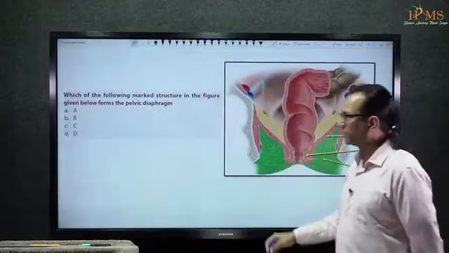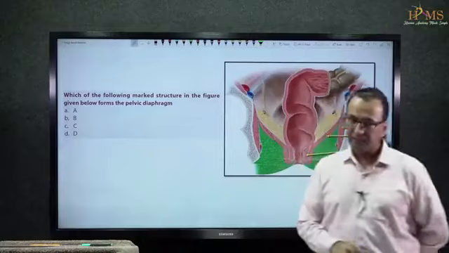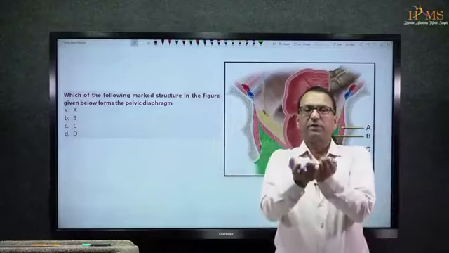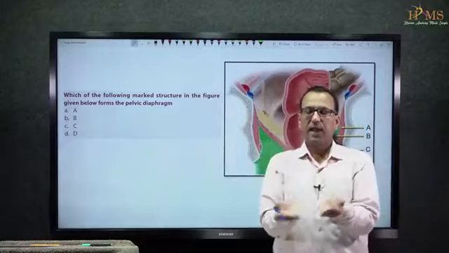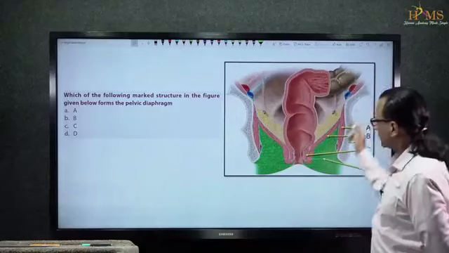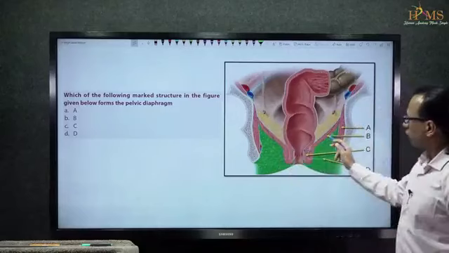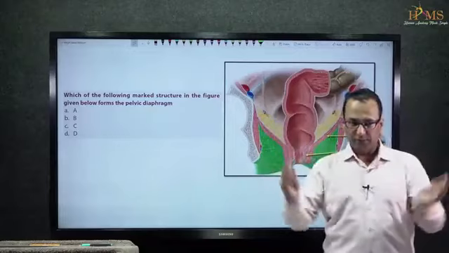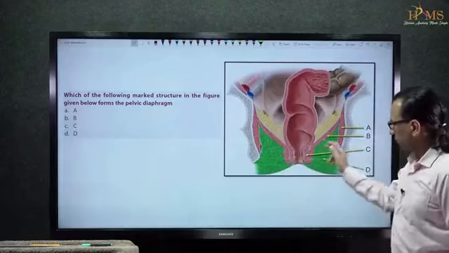The present question is asking us about the pelvic diaphragm, that is levator ani muscle. It is like a support of the pelvic viscera, like urinary bladder, uterus or rectum, and that is going to be a muscle which is here. So marker B should be our answer. And also remember that it is basically forming the medial boundary of the ischiorectal fossa.